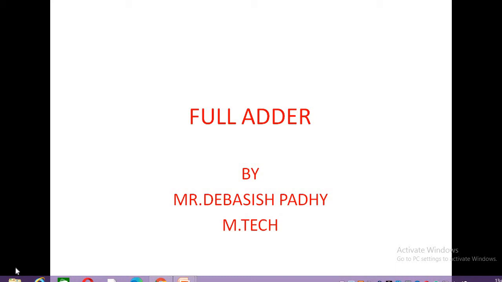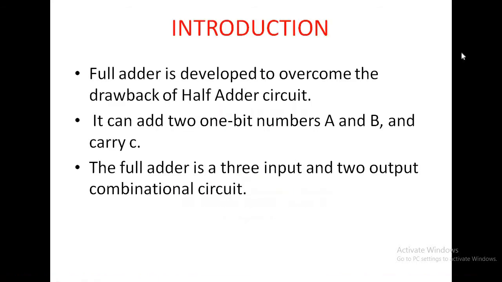What is generally a full adder? Full adder is developed to overcome the drawbacks of your half adder circuit. What is generally a half adder circuit? The addition of 2-bit numbers. But what is the problem in half adder circuit? The main problem of half adder circuit is we cannot store the carry bit information. To overcome this problem, we can introduce another type of adder that is known as my full adder.